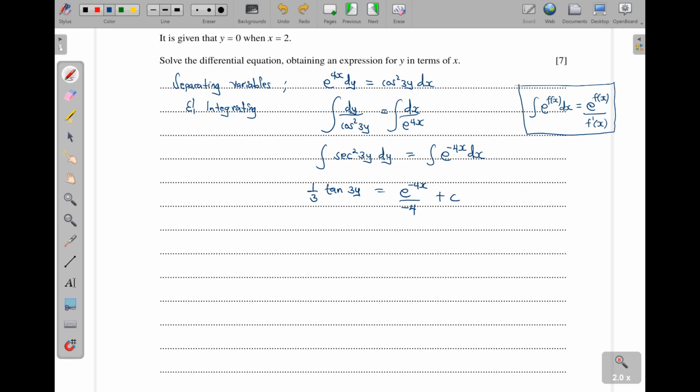Then after that, we can use the initial conditions given here. x is equal to 2, y is 0. So when y is 0, then x is equal to 2. So we shall have 1 over 3, then tan of 0, is equal to e to the power of, this will be negative 8 over negative 4, then plus c. So meaning when this one crosses this other side, tan of 0 is 0. So that means our c is going to be equal to e to the power of negative 8 over 4. Remember, it is a negative here. When it crosses, it becomes a positive.